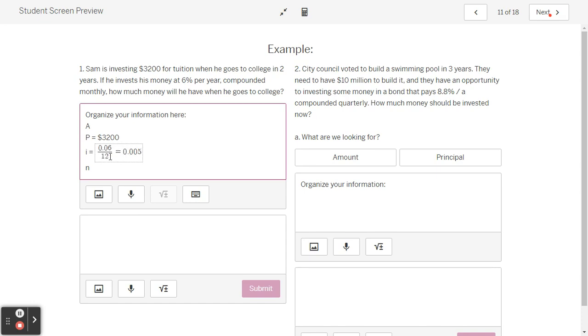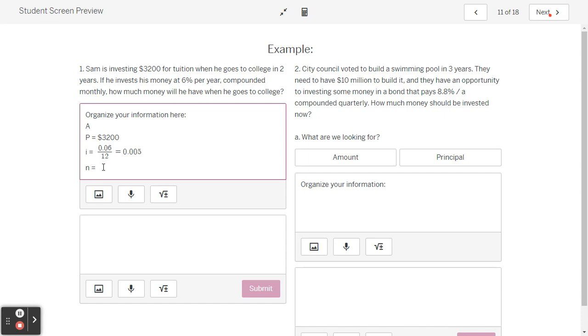Either way, you could leave it like this or simplify it. I actually find that leaving it as a fraction works better because some of the fractions, when you divide them out, end up being a repeating decimal, and so you would have to round, which makes it less accurate than having the exact value.